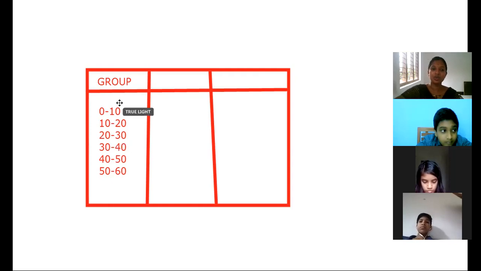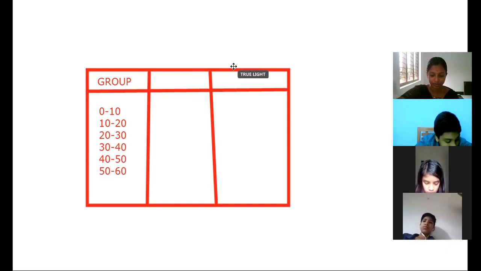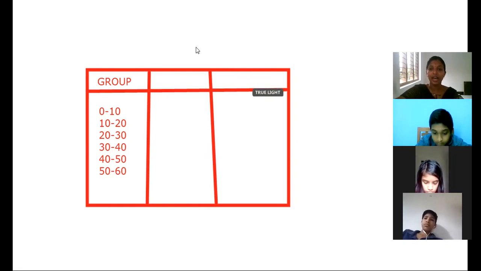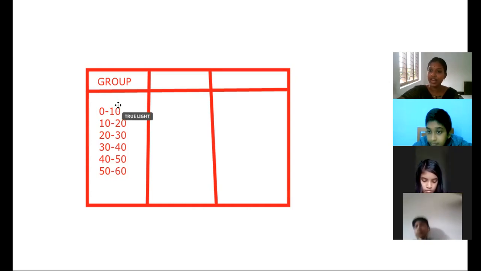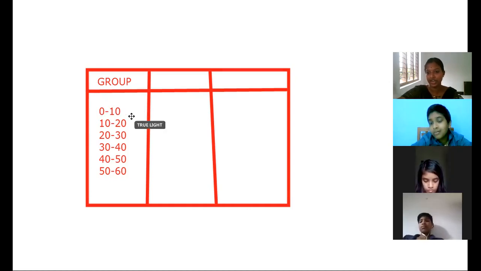Then how many students acquired marks between 0 and 10? You just look at your observations. 60 observations are given for us. Then among those 60, how many students acquired marks between 0 and 10? 10 is not included in 0 to 10. We are just including 0 to 9 in the group 0 to 10. 10 is considered in the group of 10 to 20.